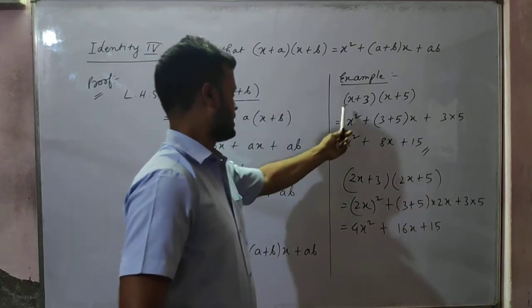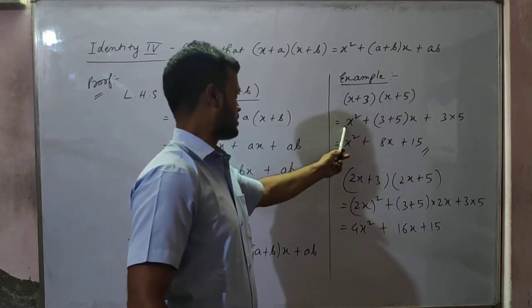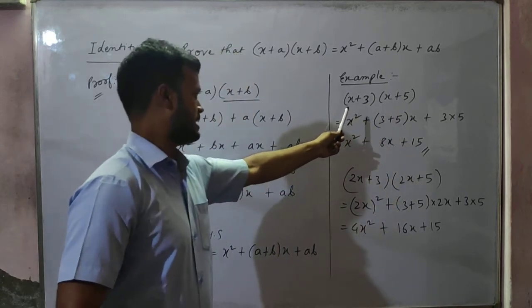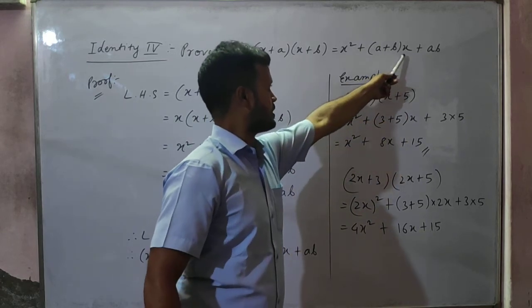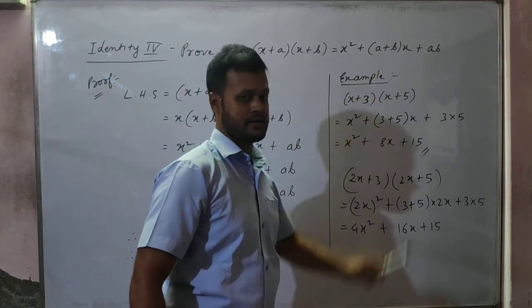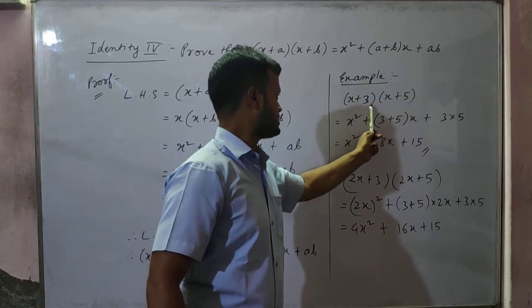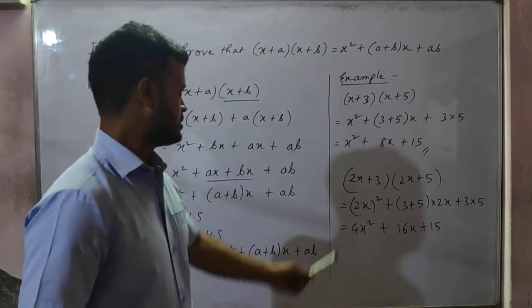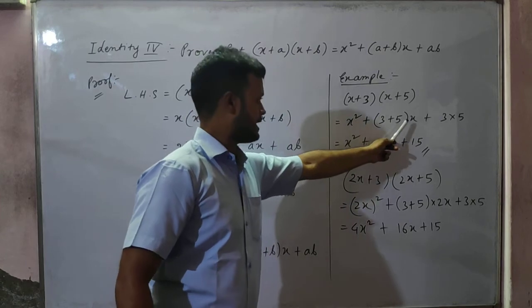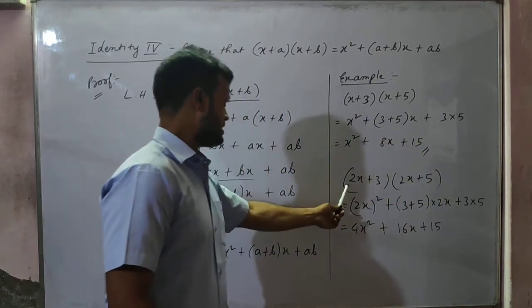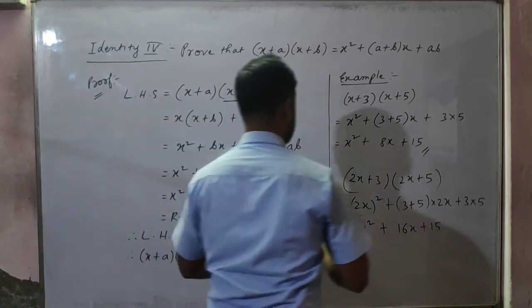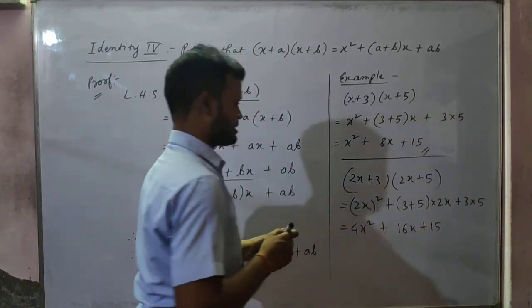Okay, see here x is there, here also x is there, so I wrote x square plus, after that a plus b, so that means 3 plus 5, a plus b. After a plus b, x is there, so this x will be multiplied here, and at last ab, that means 3 into 5. Okay, so x square, 3 plus 5 will become 8, 8 into x will become 8x, and 3 into 5 will become 15.